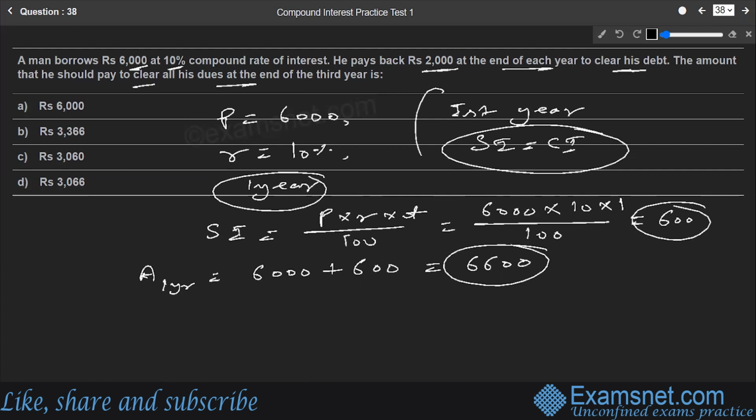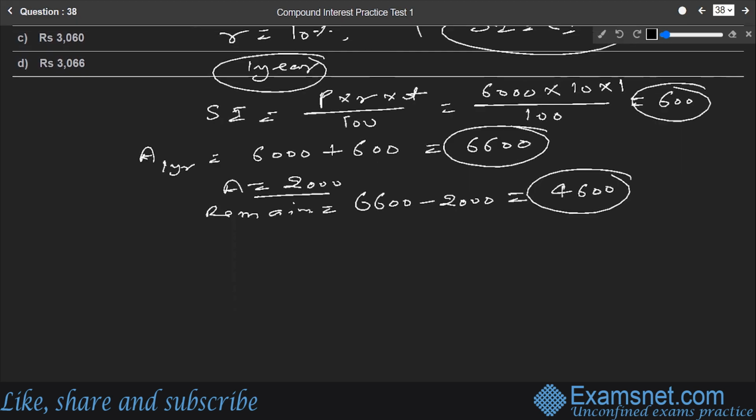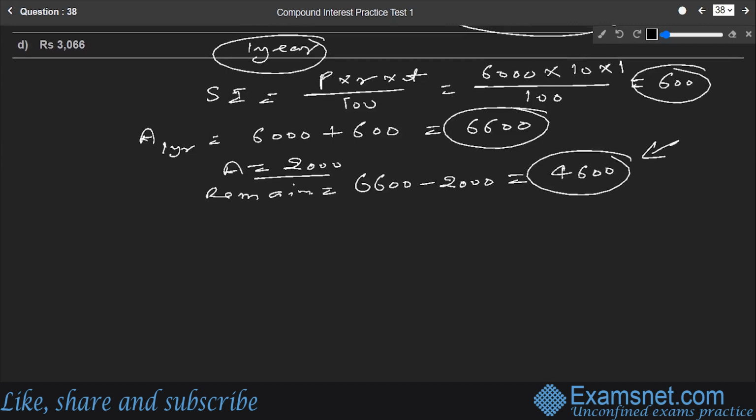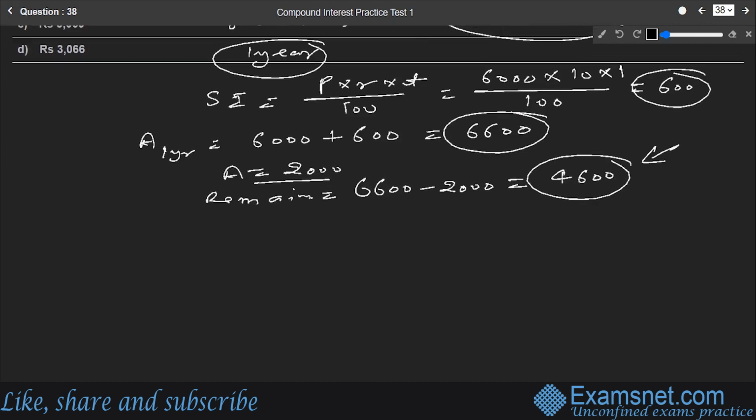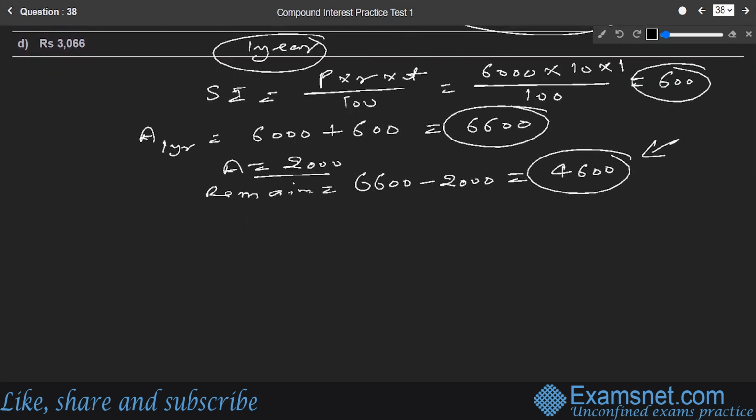Then they say after each year he pays back 2,000 rupees. So the amount paid is 2,000 rupees. Remaining amount is how much? The remaining amount can be found out by subtracting 6,600 minus 2,000, which he has already paid. So we receive 4,600. Now this is the next principal. 4,600 is the only debt left after the first year. Whatever interest is applicable is on this principal only, so this is our new principal for the second year.